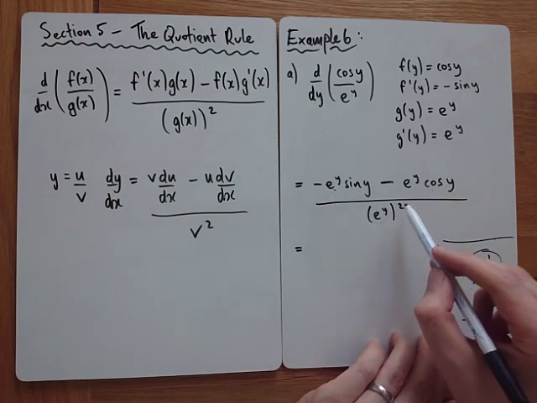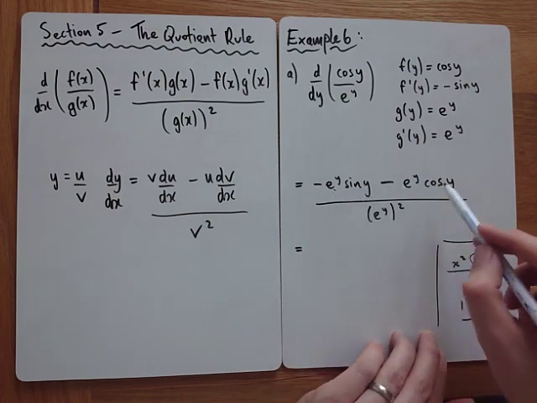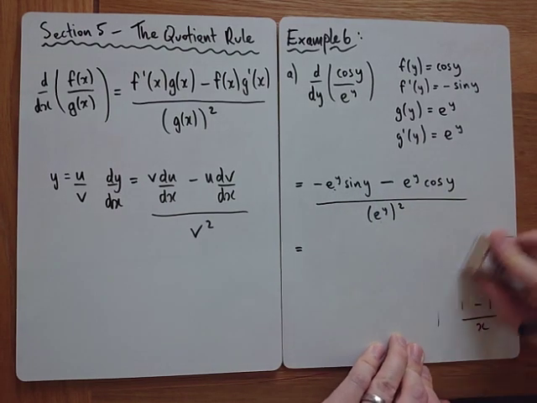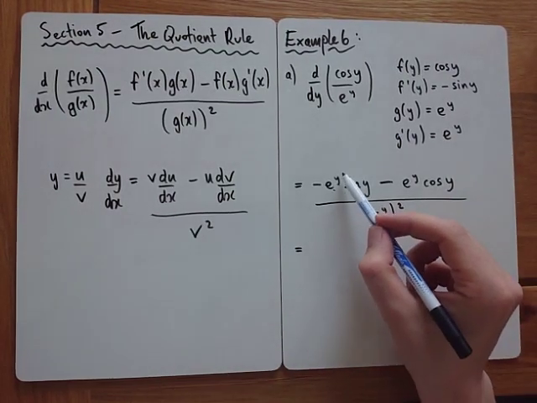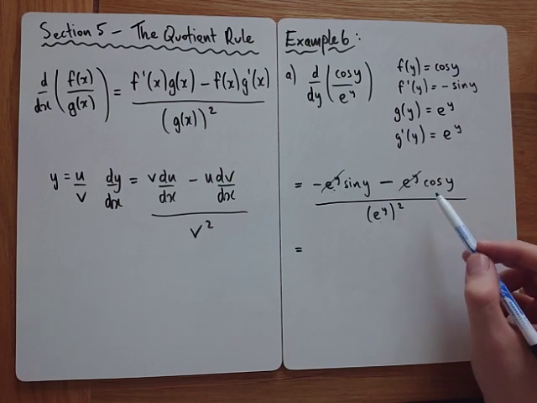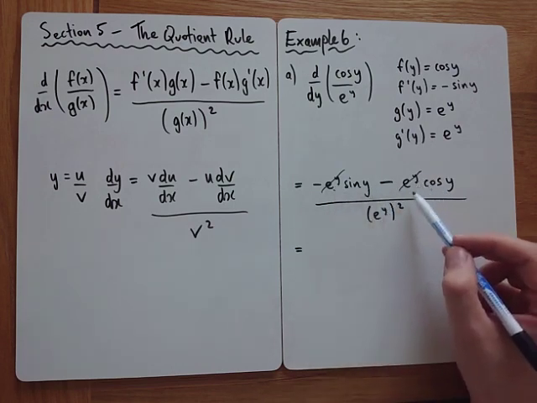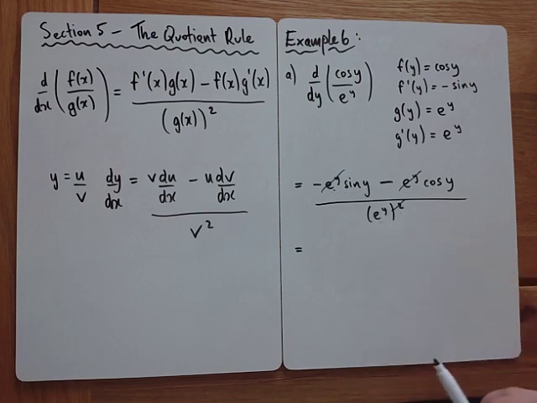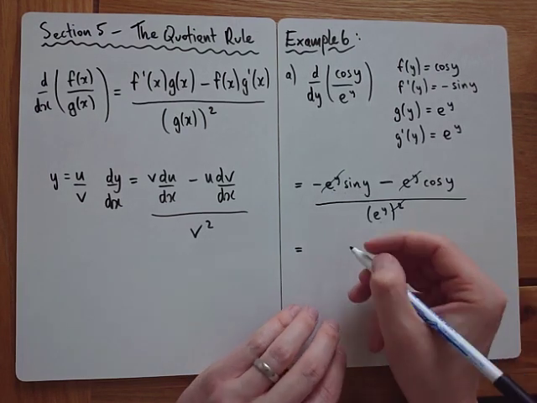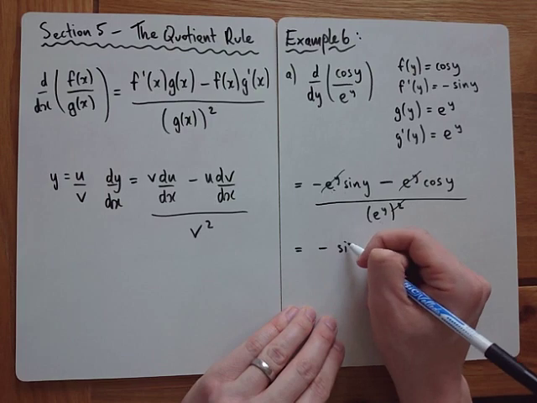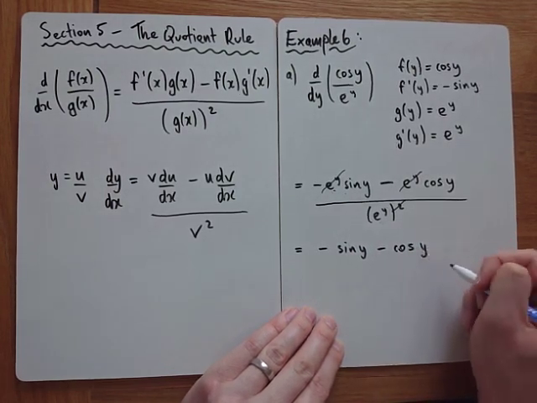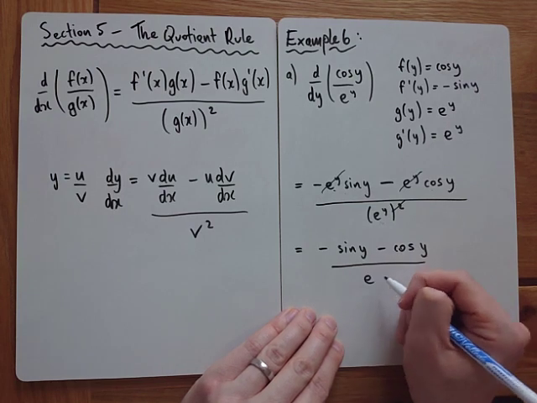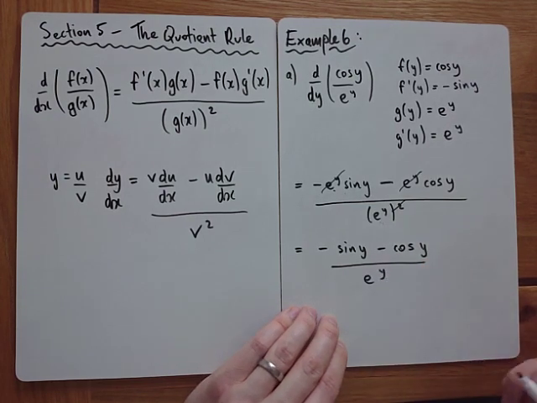We do have three terms and they all share a common factor, so I am allowed to cancel this one down. If I cancel an e to the y from this and from this, and if it's an e to the y squared, if I cancel one of the e to the y's, I'm just left with e to the y. So we could write it as minus sine y minus cos y, all divided by e to the y.